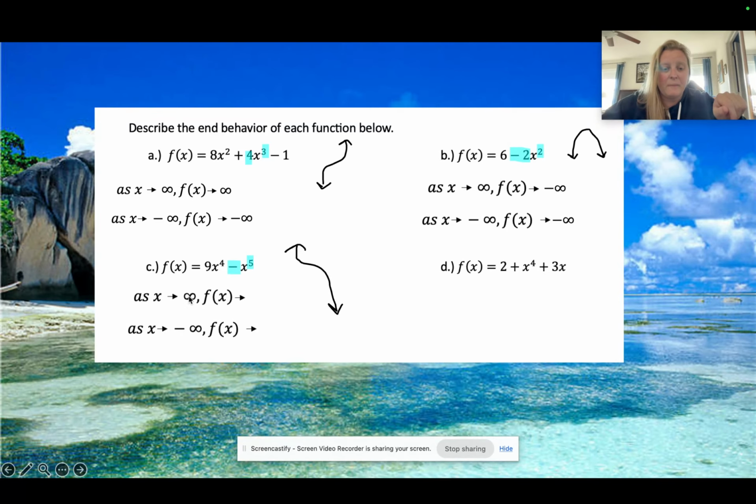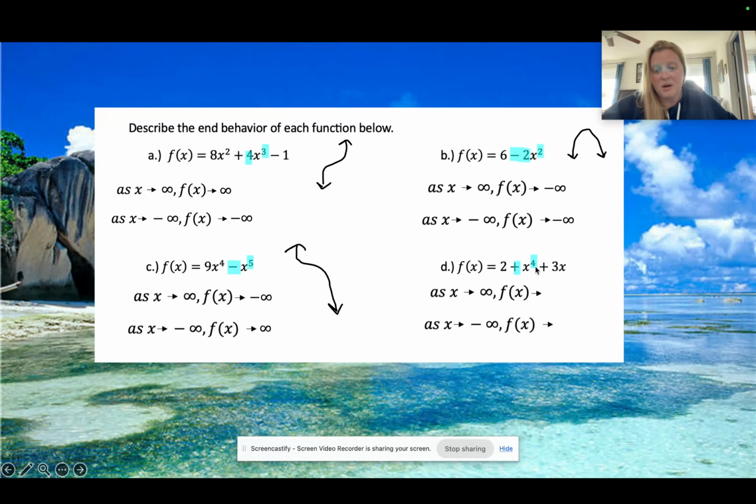So this will flip-flop. On the right side, the arrow points down. On the left side, the arrow points up. So it's the same answer, just flip-flopped. And then letter D, go ahead and set up your presentation and then make your decision.